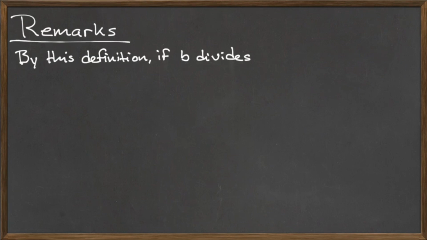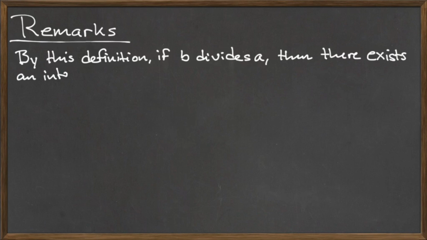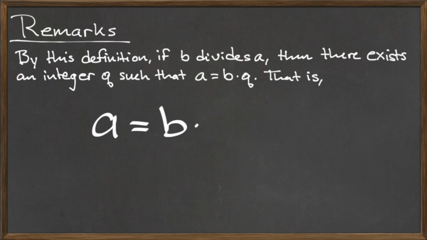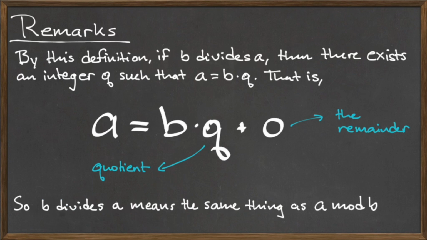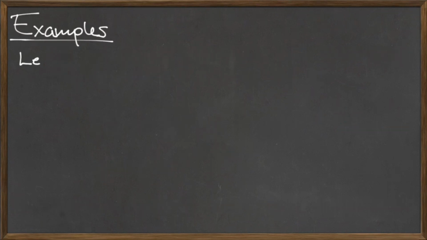In a previous video, when we introduced quotients and remainders, we expressed the division of a by b by the equation a equals b times q plus r. Using this definition, we say that b divides a if the remainder a mod b is equal to 0. In other words, a is equal to b times q plus 0. Let's do two examples to illustrate the concept of a divisor.